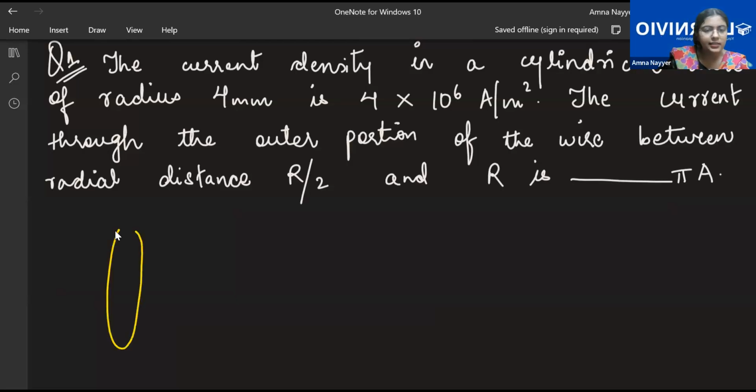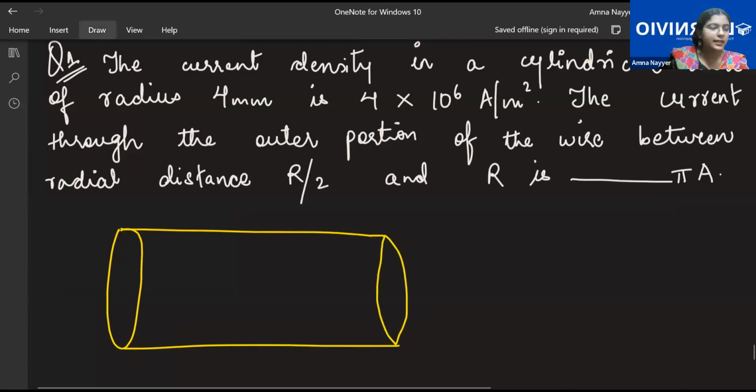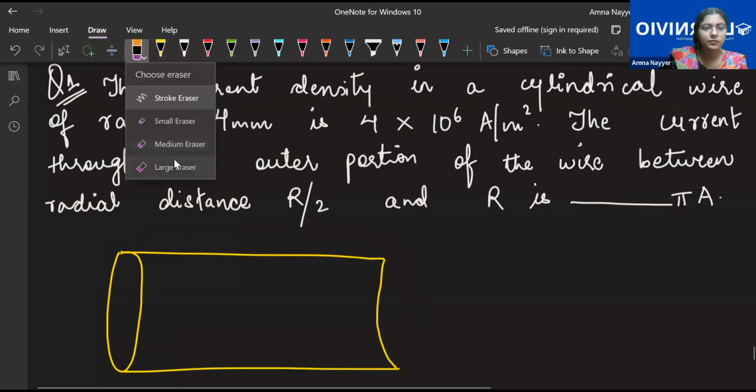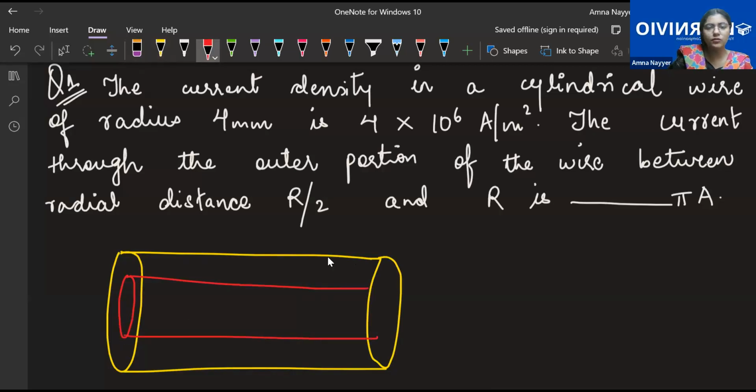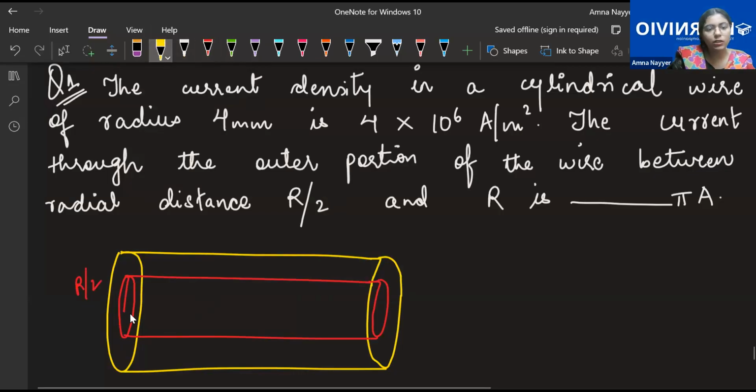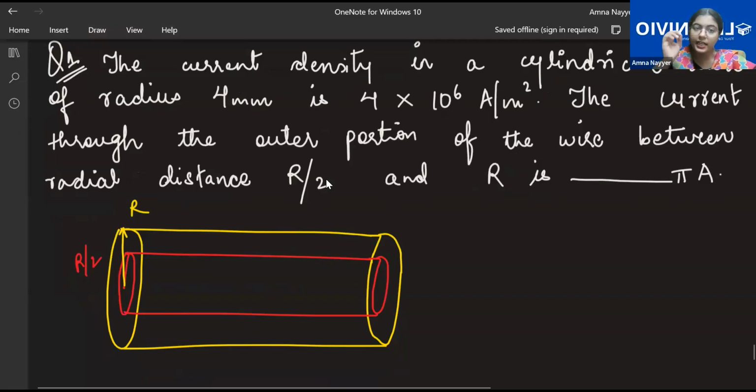So it is actually like this. This is one cylinder. And the inner radius of this cylinder is also given, which is exactly half of the radius of the outer one. Okay, so here we have this inner radius. This is R by 2, and the outer one is of the radius R. Now, this is what the question is saying. The current density for the radius 4 millimeter is given to us, 4 into 10 to the power 6. We have to get the current.